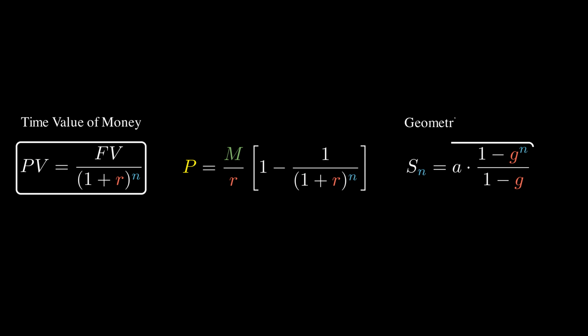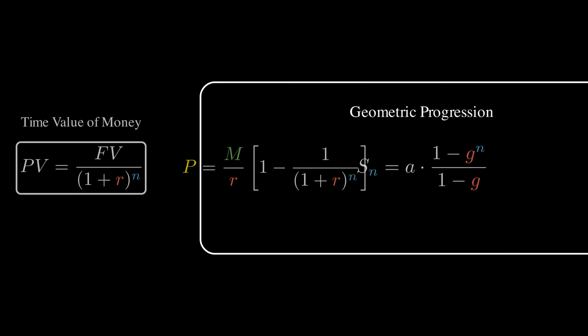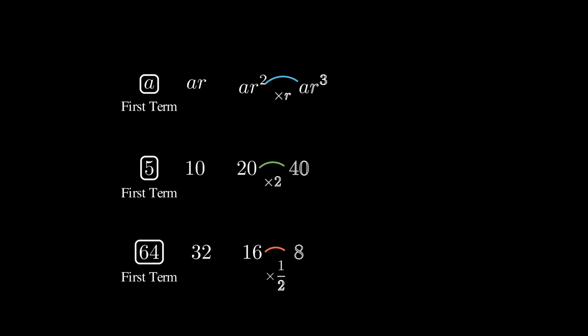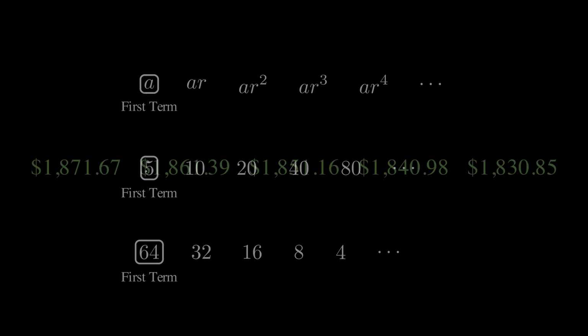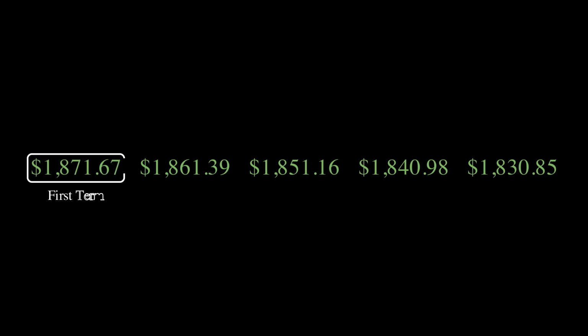It's tied to something called geometric progression. A geometric progression, or GP, is a sequence of numbers where each term is obtained by multiplying the previous term by a fixed value, called the common ratio. Usually, the common ratio is written as R in GP, but since we're already using R for the interest rate, we'll use G instead to avoid confusion. If the common ratio is greater than 1, the sequence grows. If it's between 0 and 1, the sequence shrinks. This is exactly what we see in our discounted loan payments.